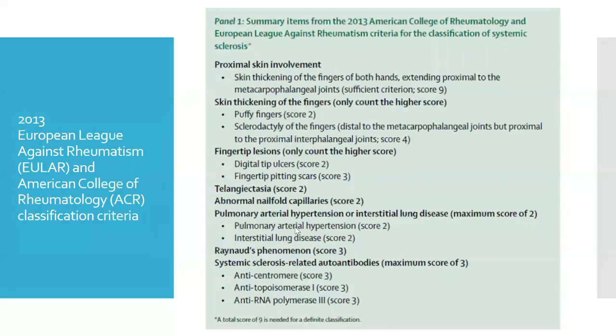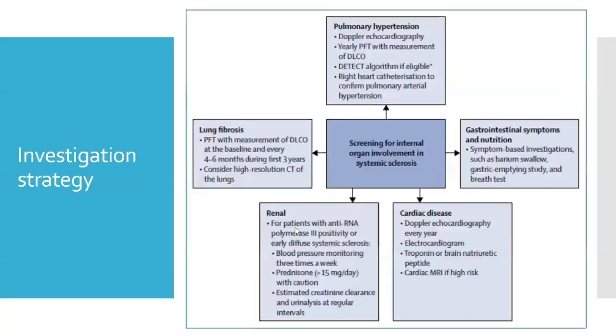The 2013 EULAR and American College of Rheumatology classification scheme for scleroderma takes all of these things into consideration. It's mainly for research purposes, but it gives us an indirect clinical assessment of diagnosing scleroderma. A score of 9 is needed for definite classification, and it involves some of the things that we discussed earlier, including different skin involvement, autoantibodies, and either presence of pulmonary hypertension or PH.